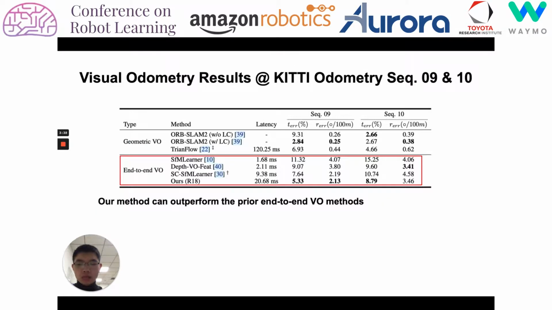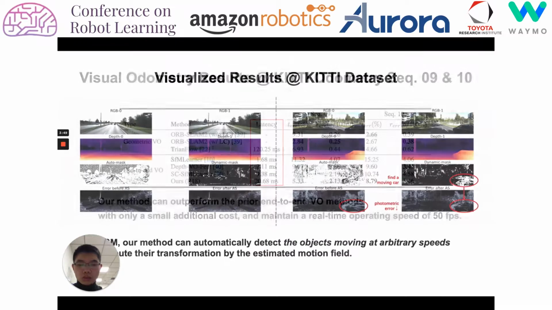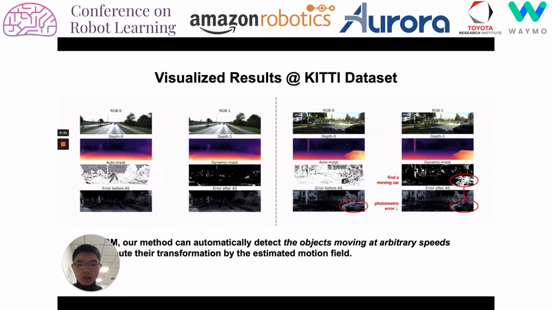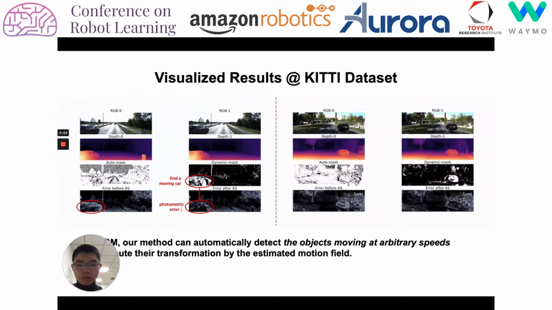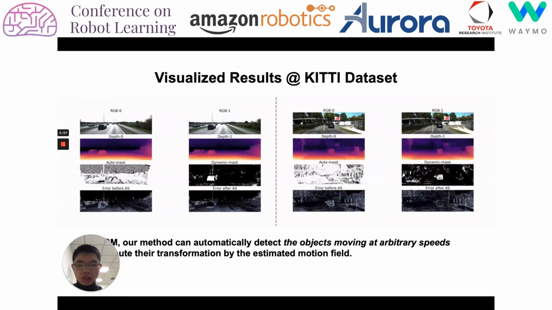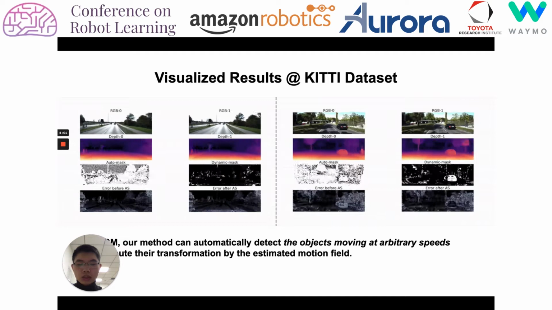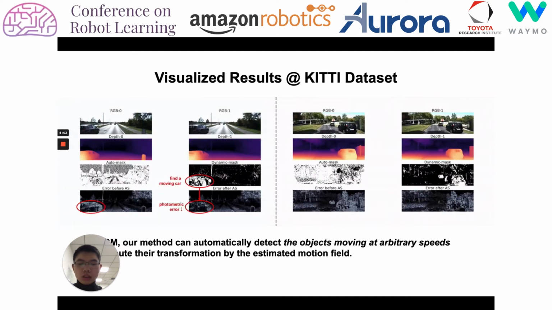For visual odometry tasks, our method can achieve the best among one-stage end-to-end methods, and maintain a real-time operating speed of 50 fps. To visualize the effect of our auto-selecting mechanism, we present two videos here. It demonstrates that our method can automatically detect the moving objects and compute their transformation to decrease their photometric error.